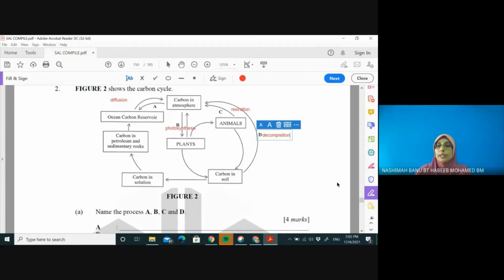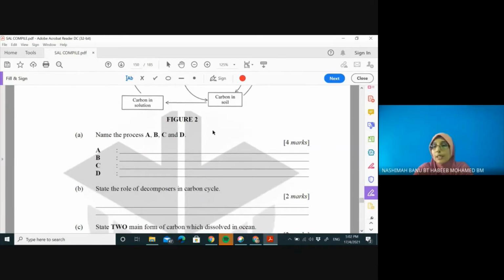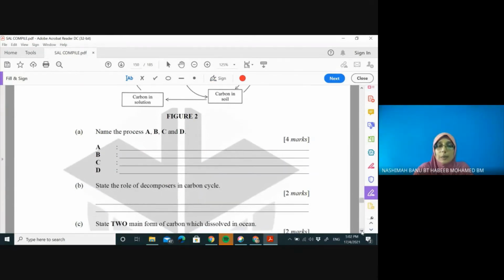So easy for you to understand everything, then baru kita jawab. All the answers are stated here. A will be the diffusion, B will be the photosynthesis, C will be the respiration, and D decomposition. Make sure you jawab di sini. Madam sebab nak ajar, jadi tak apalah tulis kat sana.